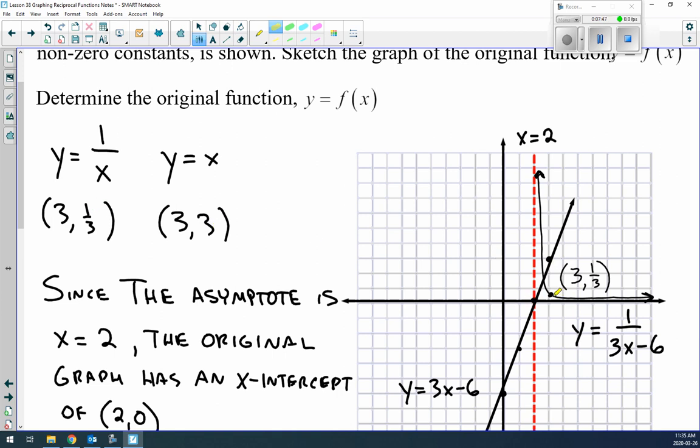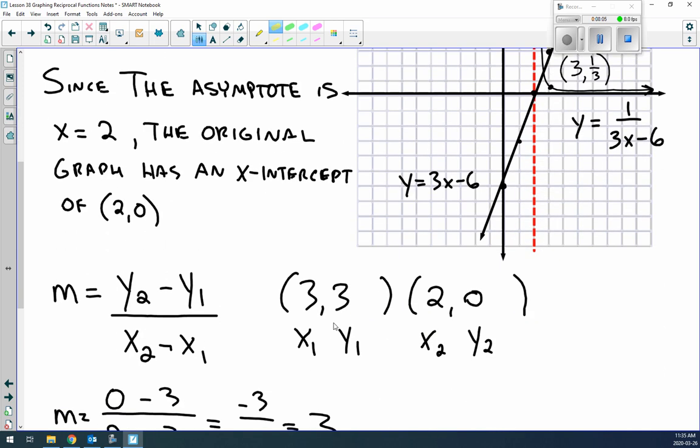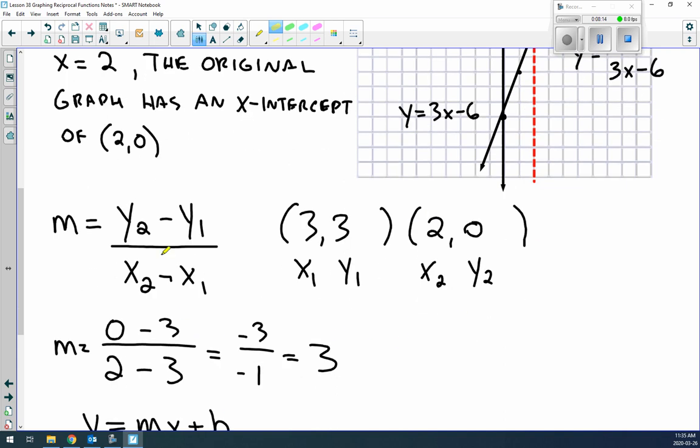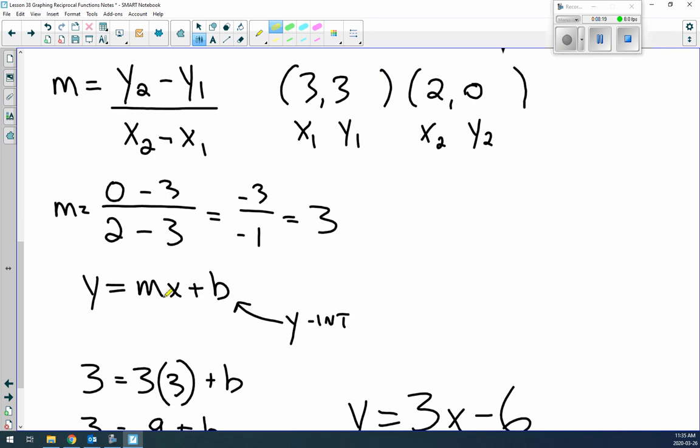So (3, 3) right there was part of this one. Now, since the asymptote is y equals 2, the original graph has to have an x-intercept of (2, 0). Remember, because when you do the reciprocal of that, that creates your NPV. So it has to have one at (2, 0). So do you remember how to find slope? Slope formula, grade 9. Take your 2 points, (3, 3), (2, 0). Label them as x1, y1, x2, y2. Plug them in, you get a slope of 3.